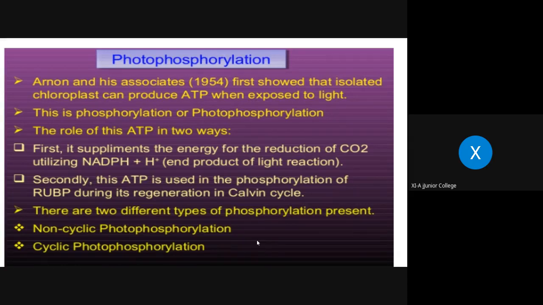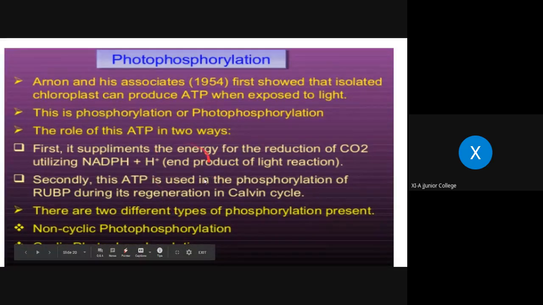Photophosphorylation. You split the words. Photo, in presence of light; phosphorylation, addition of phosphates in presence of light, which gives rise to ATP synthesis. That is what photophosphorylation is. Now remember there are two ways of photophosphorylation: one is the cyclic way and the second is the non-cyclic way.